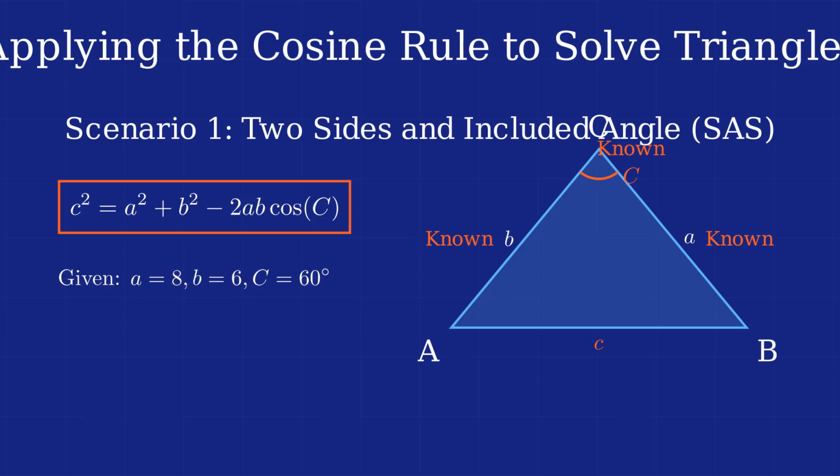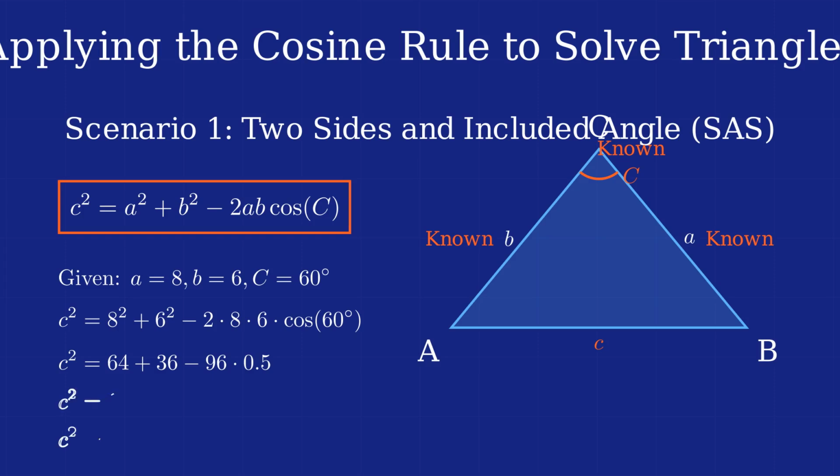Given sides A equals 8 units, B equals 6 units, and angle C equals 60 degrees, we can calculate side C. Substituting into our formula, c squared equals 8 squared plus 6 squared minus 2 times 8 times 6 times cosine of 60 degrees. Simplifying, we get c squared equals 64 plus 36 minus 96 times 0.5, since cosine of 60 degrees is 0.5. This gives us c squared equals 100 minus 48, which equals 52. Taking the square root, we find that side C equals approximately 7.21 units.